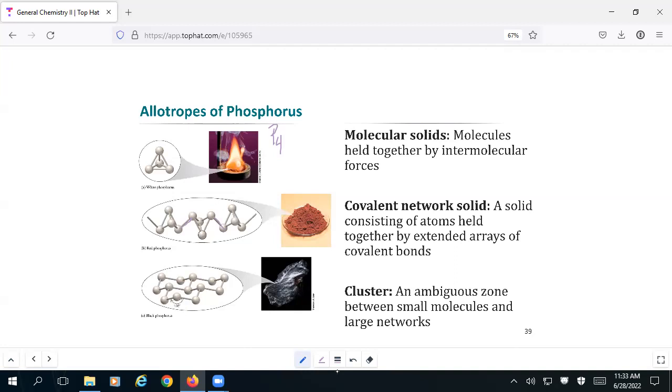Black phosphorus, on the other hand, we can see we've got a much more stable ring structure here. And this one is not nearly as reactive as the others.